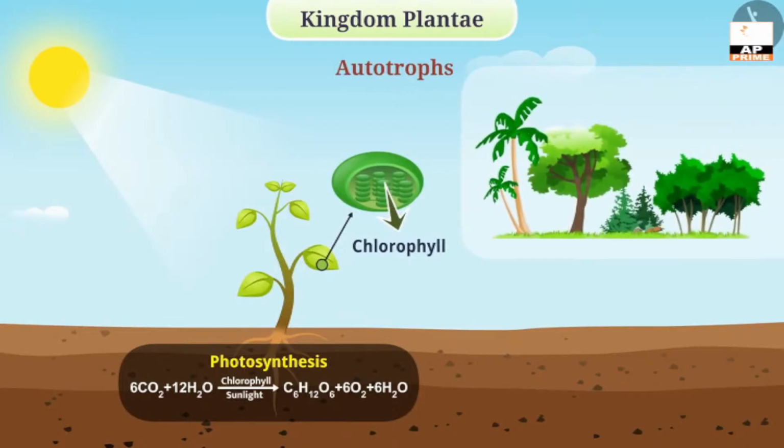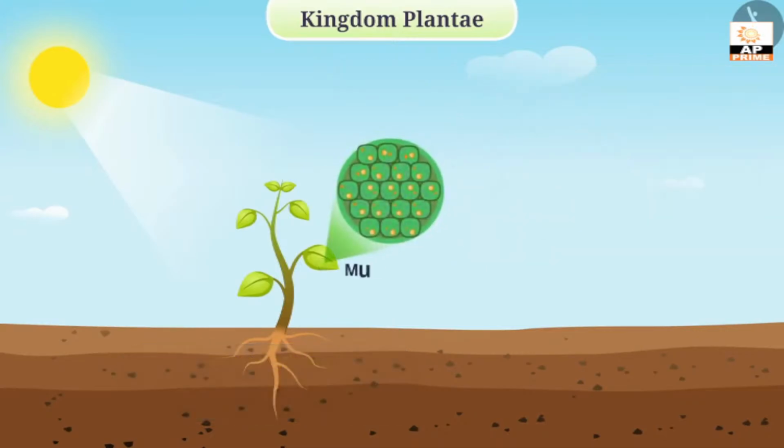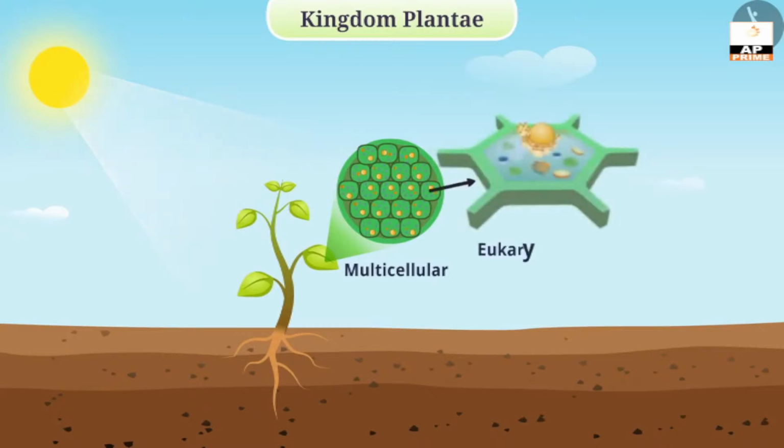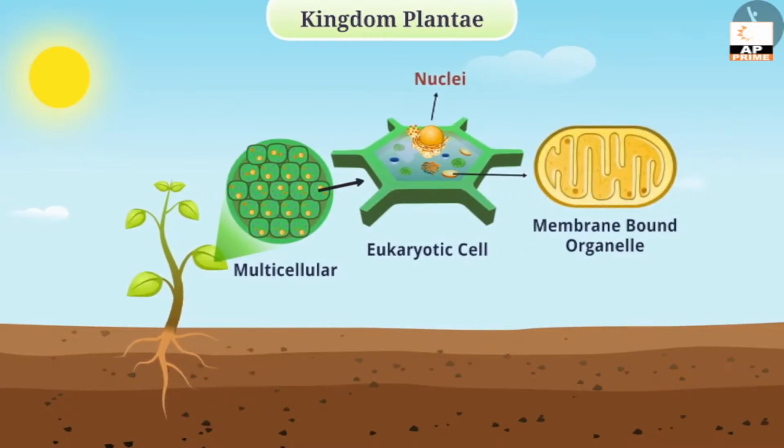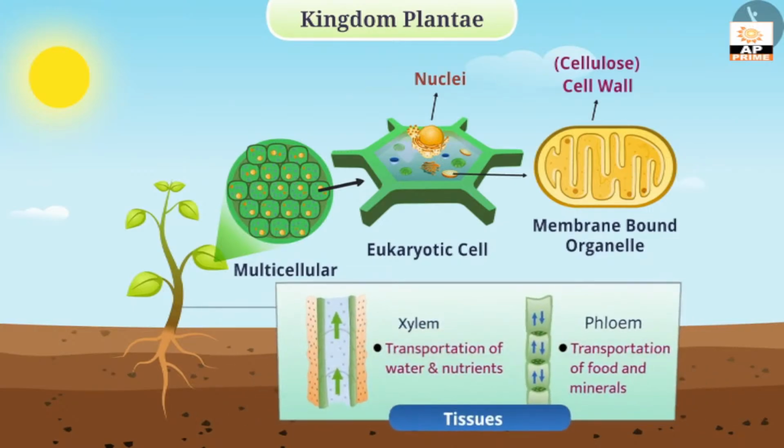All plants are members of Plantae kingdom. They are all multicellular organisms which are formed from eukaryotic cells. That is, they have well-defined nuclei in cells and membrane-bound organelles. They contain cell walls which are mainly made up of cellulose. Different functions in their body are performed by tissues.